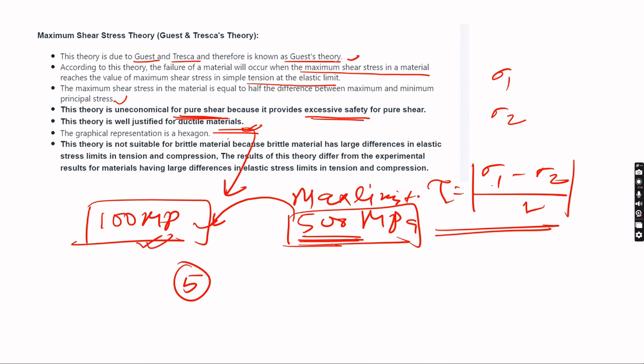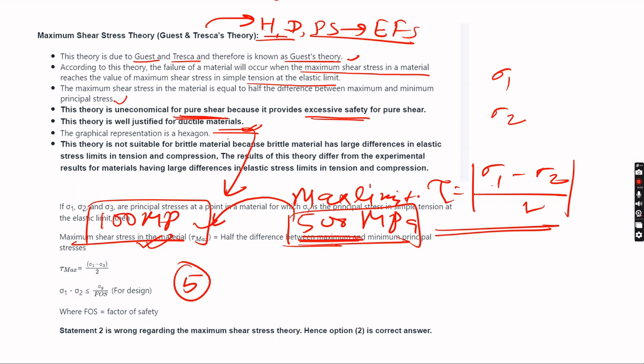So when we discuss maximum shear stress theory alone, we will plot that hexagon also. For now, you just remember the graphical representation is hexagon for this theory. This theory is hexagon, and this is applicable for ductile material. Like that, if you make notes, then you will remember all these things. Hexagon, ductile, and for pure shear stress, it is giving excessive factor of safety. These three points are very important about this theory. My intention is just to brush up your concept, whatever you have read till now.